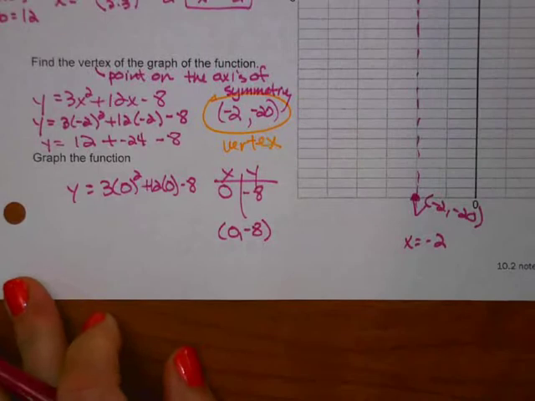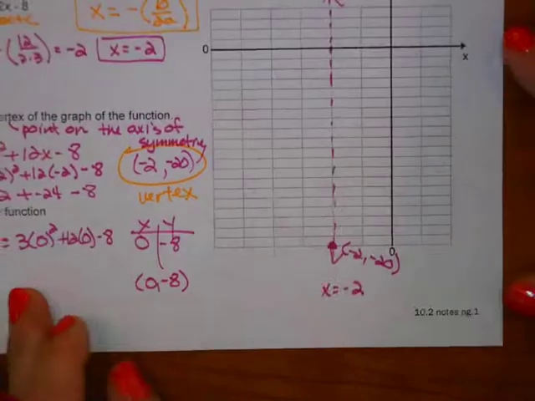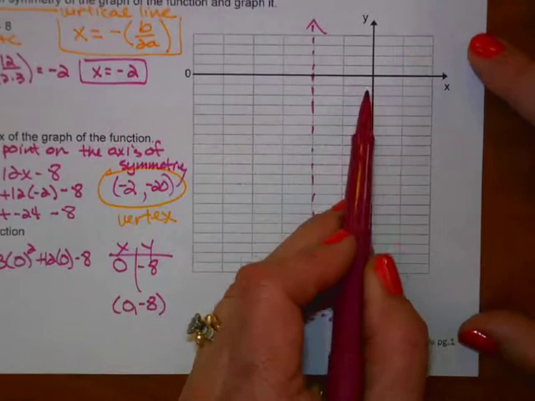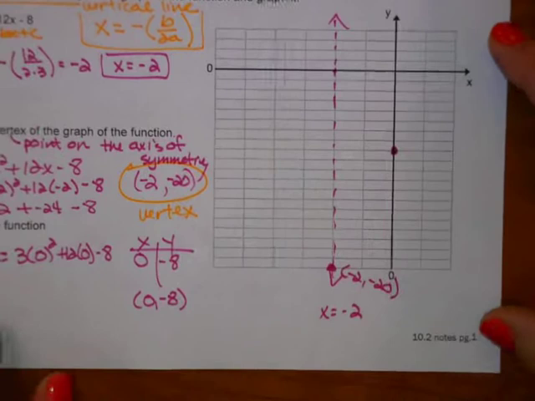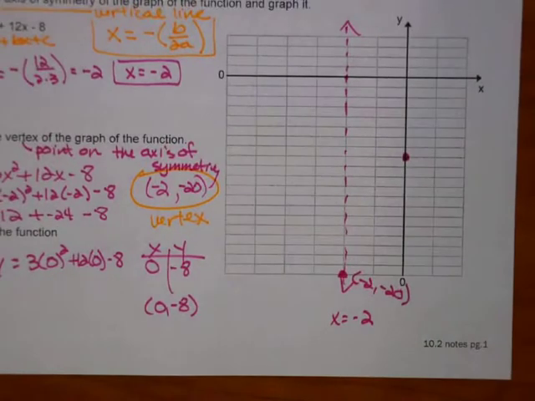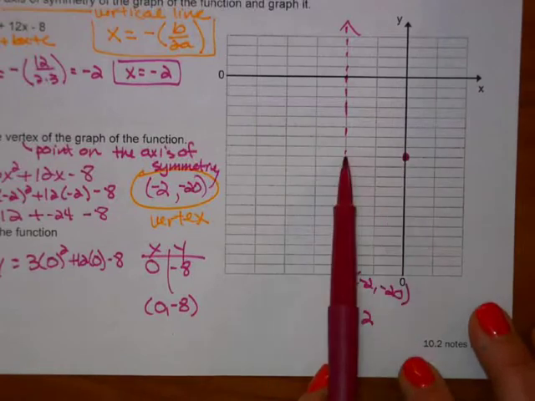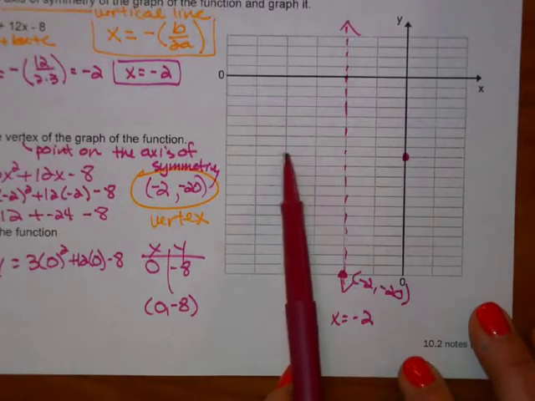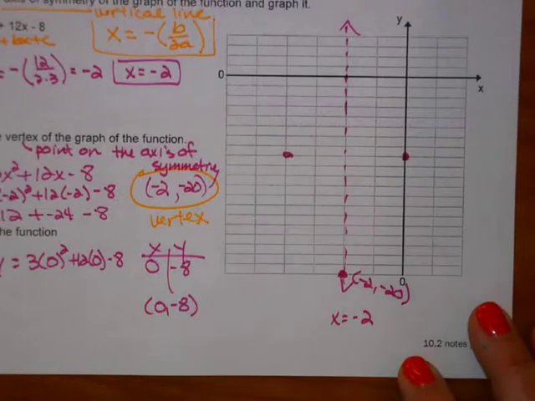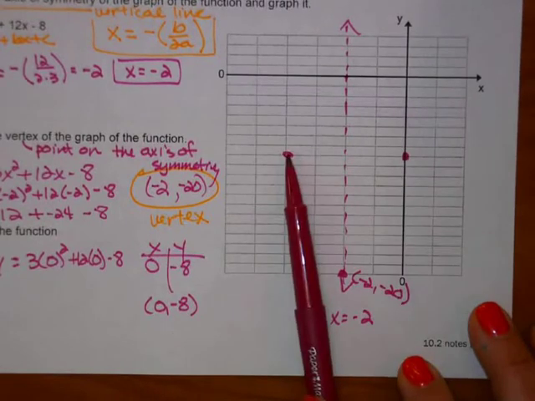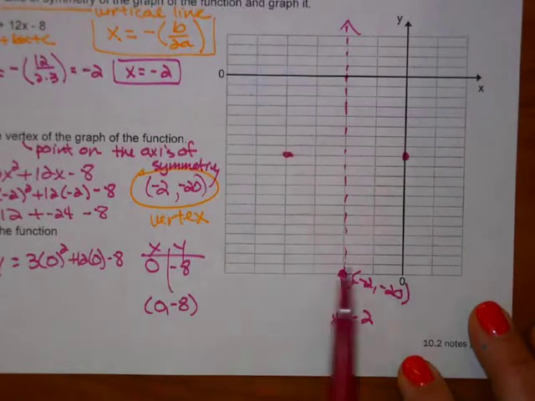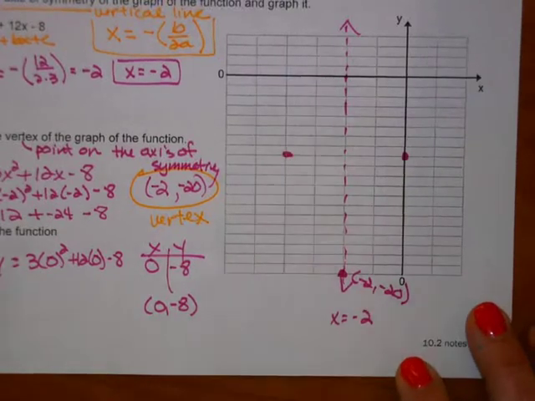Plot that. Over 0, down 8: 1, 2, 3, 4, 5, 6, 7, 8. And you say, but we don't need to do any more work because this is 2 away from the axis of symmetry, so we can just reflect it and get that point right there, right? Did you see that? Everybody saw that? We had that point, it's 2 away, so we just go 2 on this side. And then we have enough where we can basically draw the parabola.